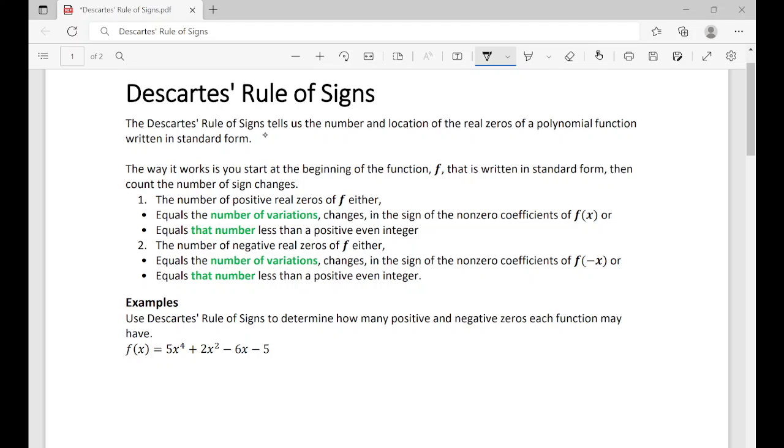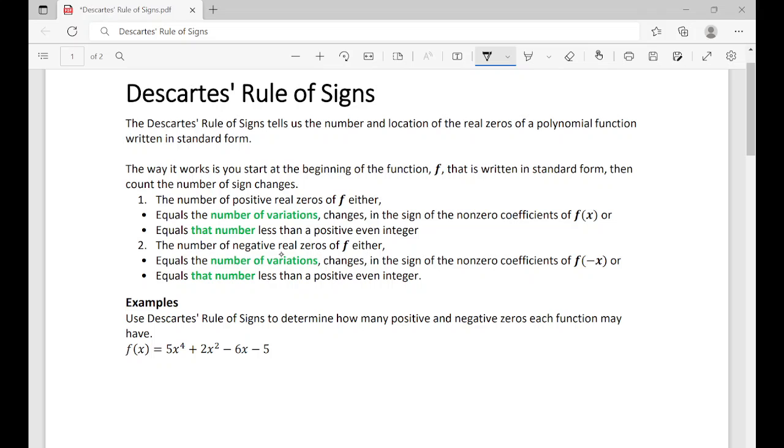The Descartes Rule of Signs tells us the number and location of the real zeros of a polynomial function written in standard form. So the way this works is you start at the beginning of the function f that is written in standard form, and then you count the number of sign changes. To find the number of positive real zeros, you're going to count the number of variations or changes in the sign of the non-zero coefficients of f, or you're going to have that number less than a positive even integer. So if you start off with a number, you go down in groups, in increments of 2.